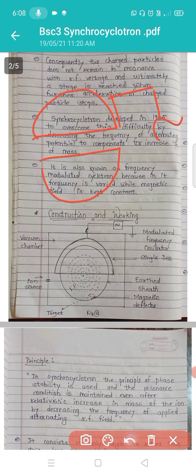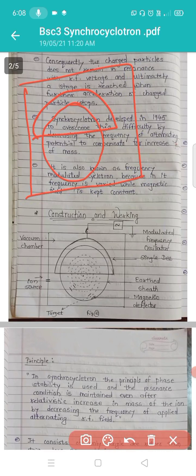Then what is the construction of the synchrocyclotron? In the synchrocyclotron, only a single D is used, and in place of the second D, an earth sheet is used. The whole apparatus is placed in a vacuum chamber.